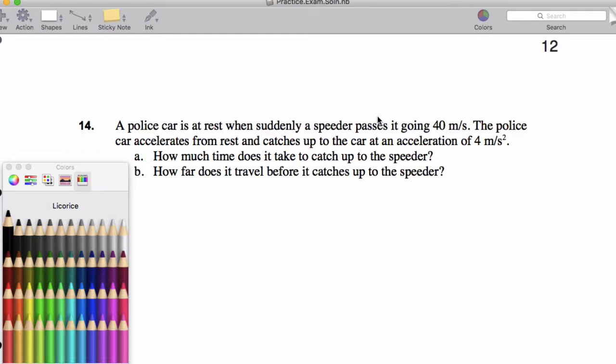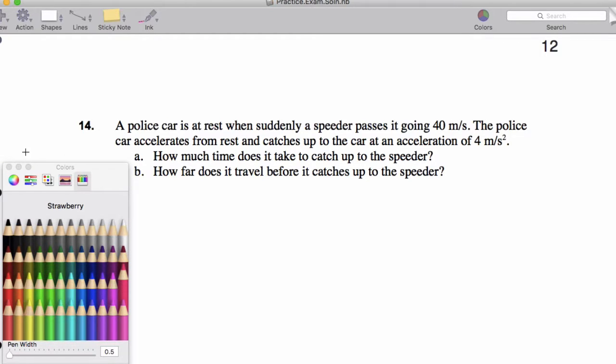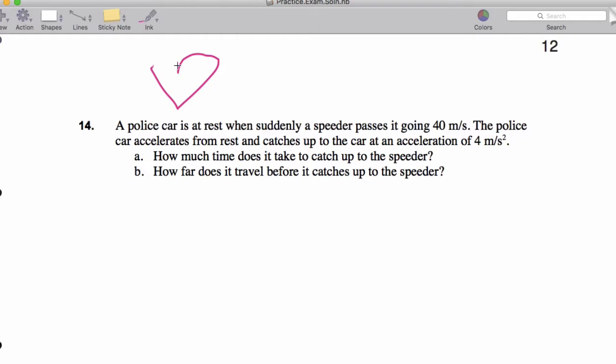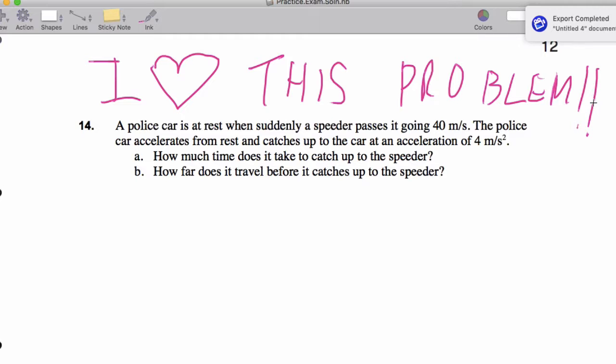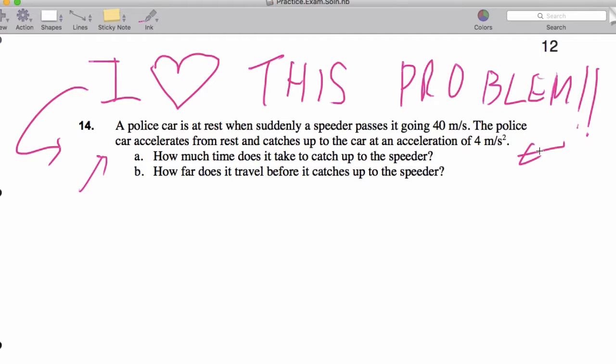I want to say something now. I love this problem. Can I make that any clearer? Can I make this any clearer? That's all I'm going to say.